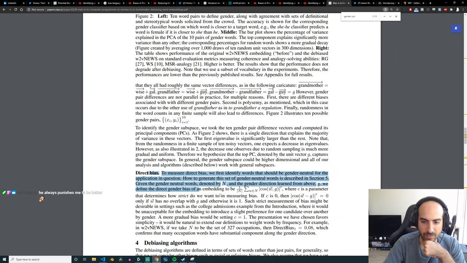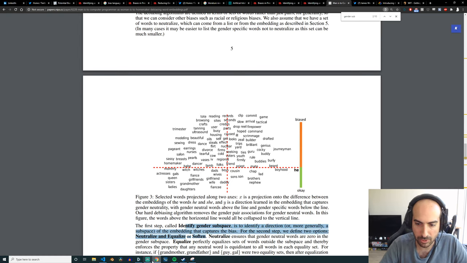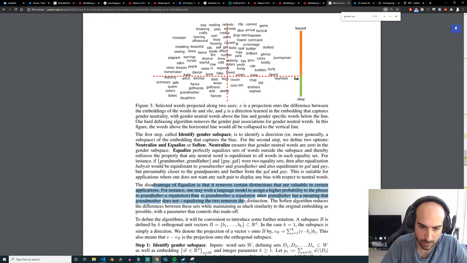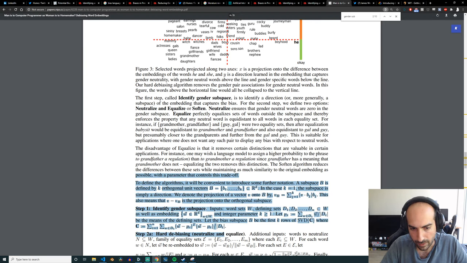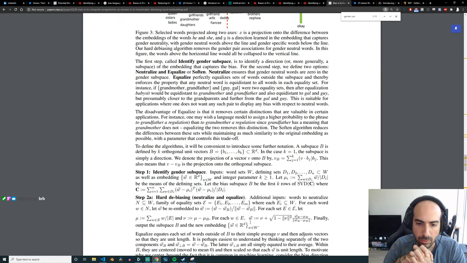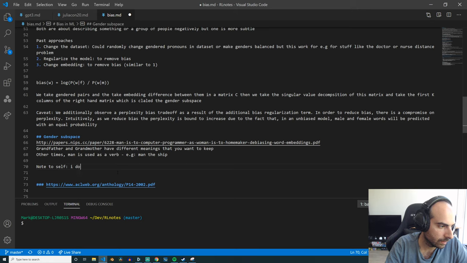Okay, direct bias. So far we get this. Oh wait, it's called the identified gender subspace. It's a direction or a subspace of the embedding that captures the bias. So we neutralize and equalize, or soften. Oh, I see. Identify. Okay, wait. So we have this, center parameters, then we let the bias subspace be the first k rows. Yeah, I don't get this whole first k rows thing. So I'm just going to add a note to self: I don't get the first k rows.